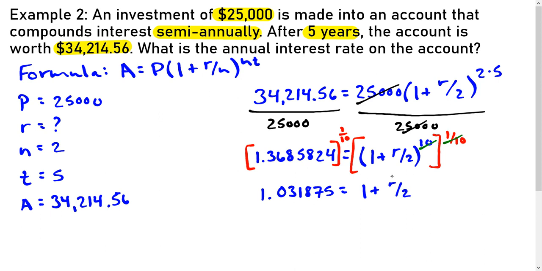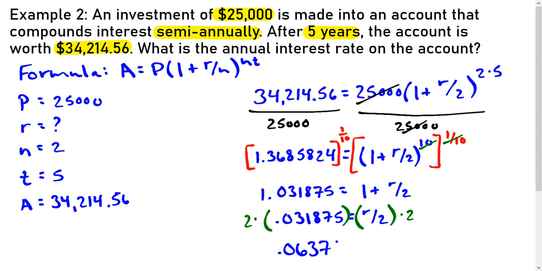So now it should be a little easier to solve for r. I'm going to subtract 1 from both sides, okay? So I get 0.03187 equals r divided by 2. Then I'm just going to multiply each side by 2, okay? Because that's how I'm going to get rid of the divided by 2 part. And if I multiply the left side and the right side by 2, I get 0.06375 equals r, okay? But it asks me for the annual interest rate on the account.